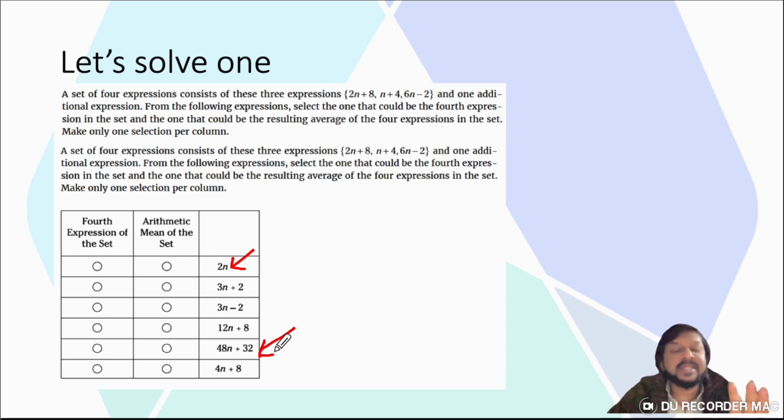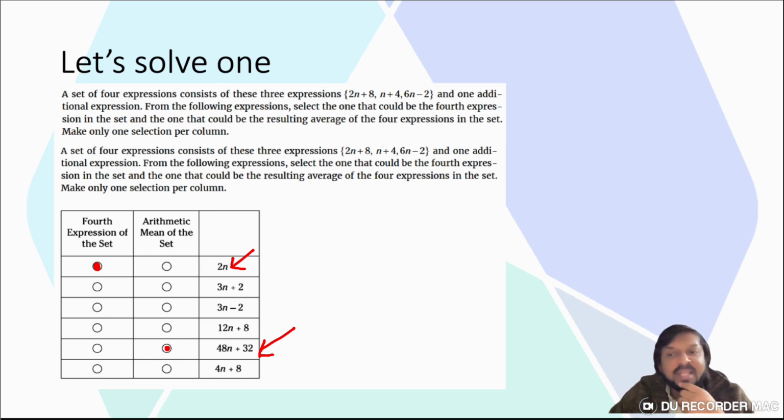Okay. That means if my 4th expression is 2n and my arithmetic mean, taking all these 4 numbers into account, comes out to be 48n plus 32, then my ideal marking should look like this. The 4th expression, which corresponds to 2n, and taking that into account, my arithmetic mean for the 4 numbers should look like 48n plus 32. That is how you mark the answers. I hope the process is clear.